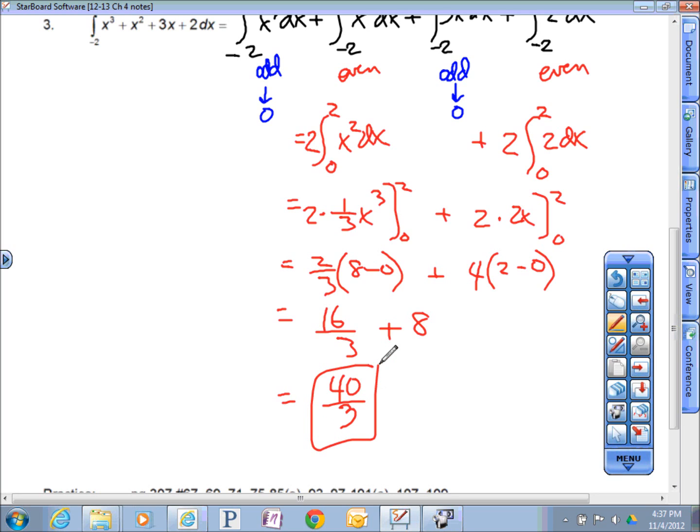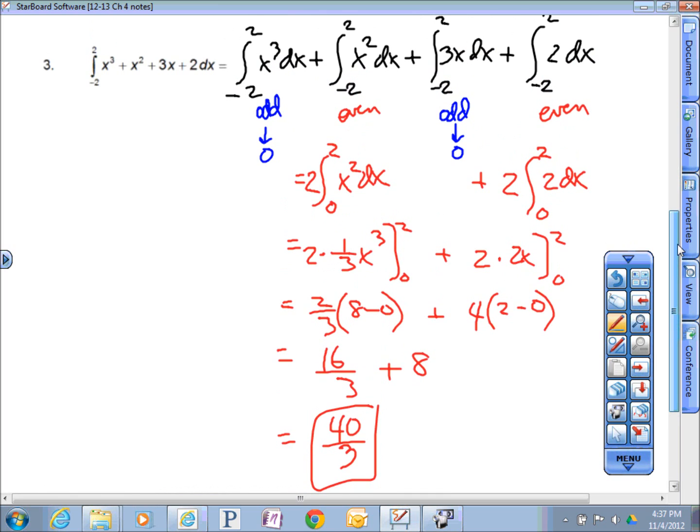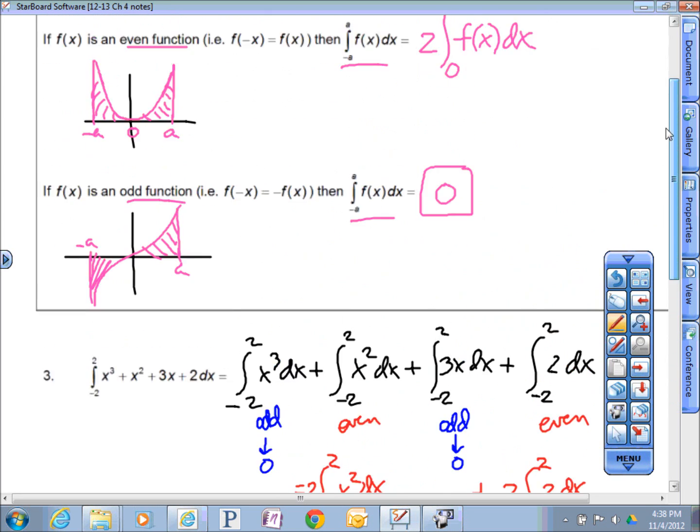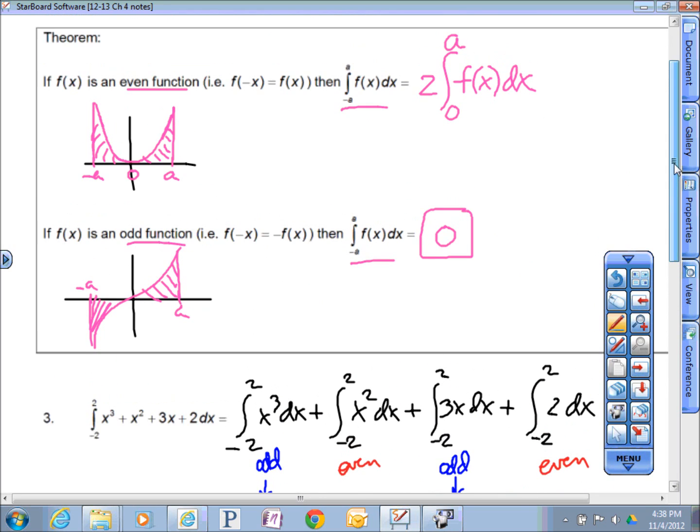40/3. Now, first off, I would hope if you had to do problem number 3 and you had a calculator, you would punch it straight in. But here is a nice little technique. If you can recognize that a function is even or odd, you can either cut your work in half or cut it out completely if it's an odd function. So even and odd properties are kind of nice little things to have to make life a little bit easier on us.